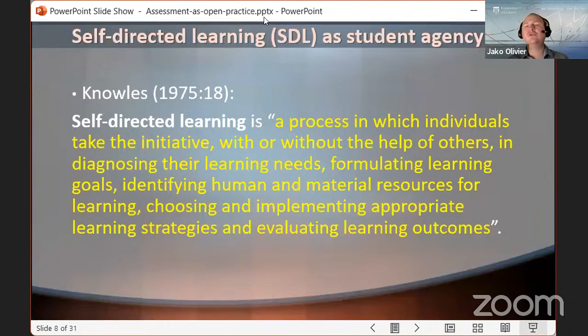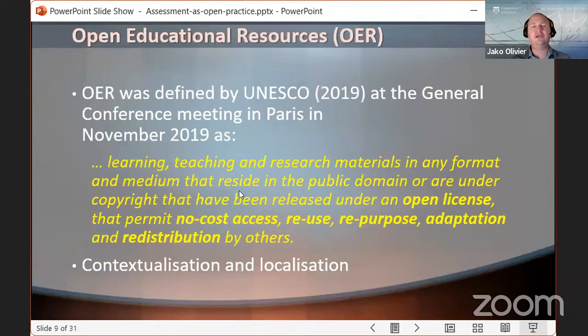And quite often these resources can be renewable assessments in themselves. And then also finally choosing the right strategies and evaluating learning outcomes. So this is how I view self-directed learning. And as I said, this also underpins the way I view learning and the way that we actually would approach renewable assessments. The other issue I mentioned just now as being relevant is open education.